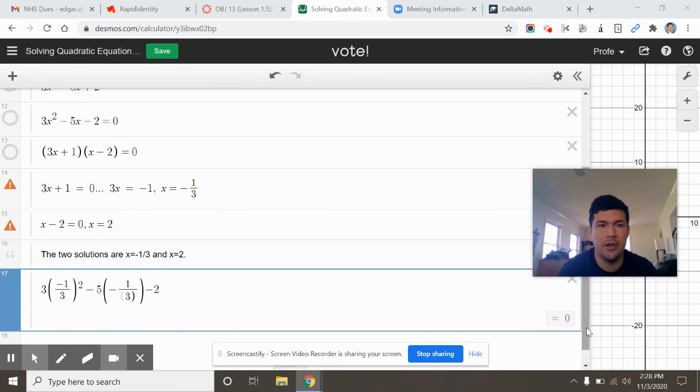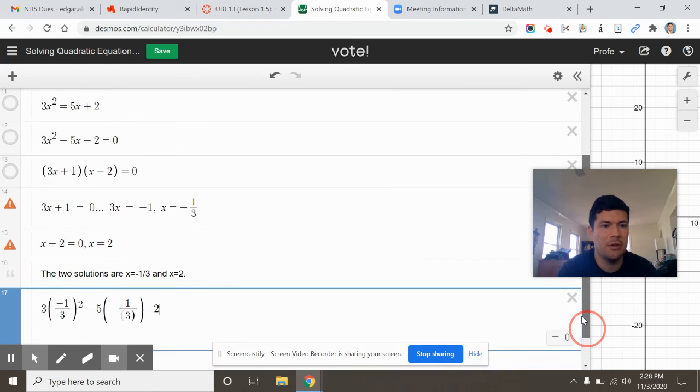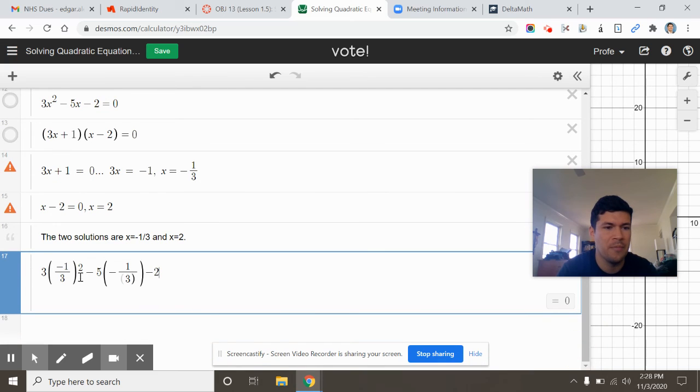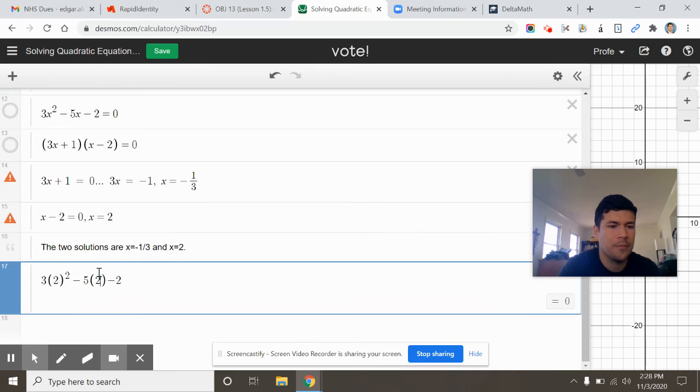I could also verify it with the very first step to make sure that it's equal to 5x plus 2, but I'm just going to use the standard form. I can check the value of 2. So let's evaluate with 2. All right, 3 times 2 squared minus 5 times 2 minus 2 equals 0 as well. So both of my answers are correct. Those are the two correct values for that quadratic equation.